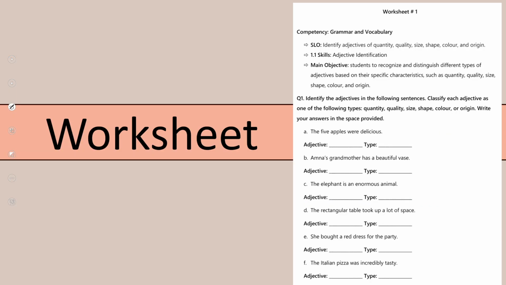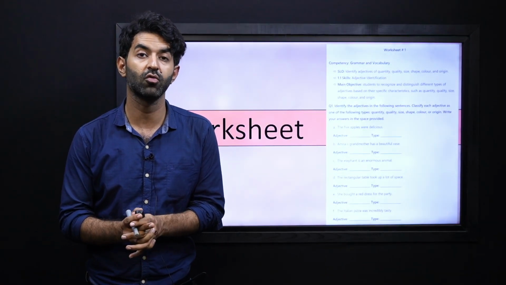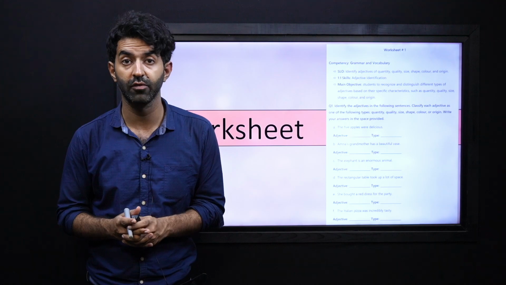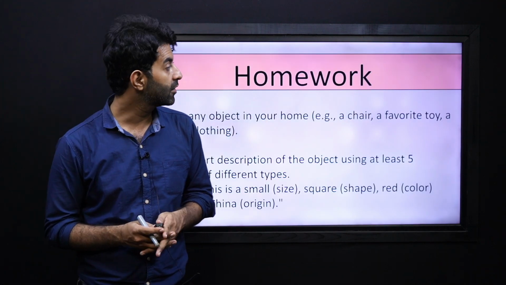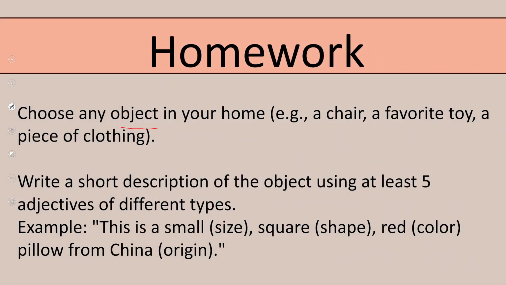Now, congratulations, students, you have solved them really well. This is a worksheet that will be distributed to you in the class, and you have to solve it by yourself. Next one is our homework, where you have to choose any object in your home. It could be any inanimate object. Write a short description of the object.